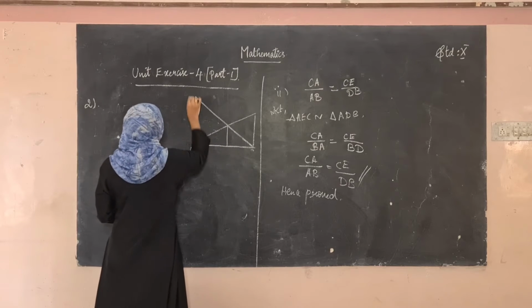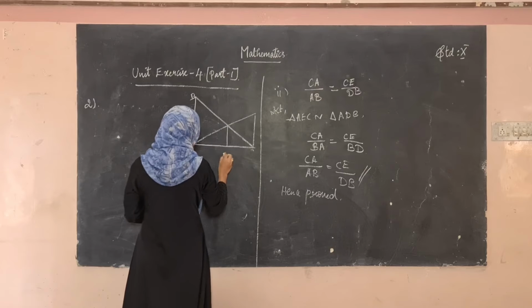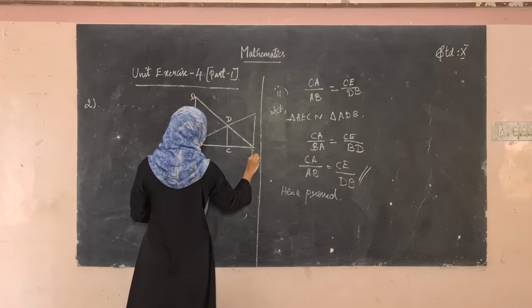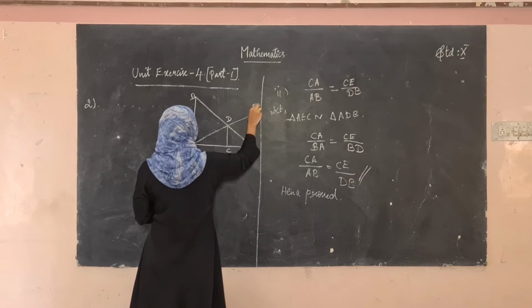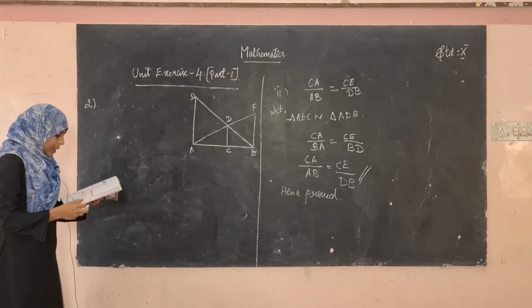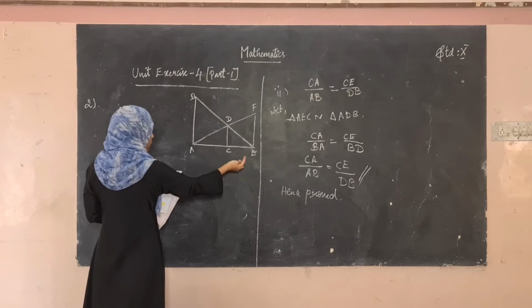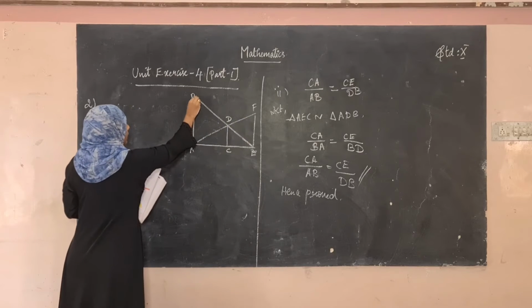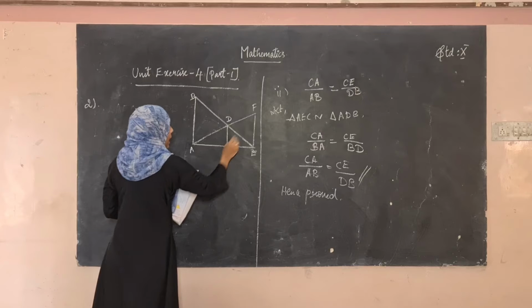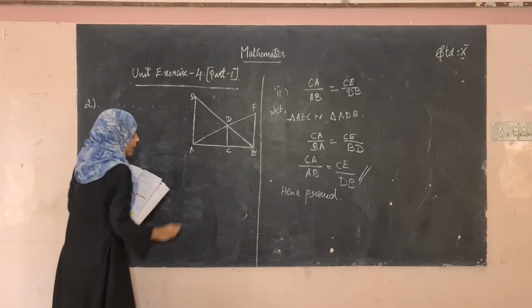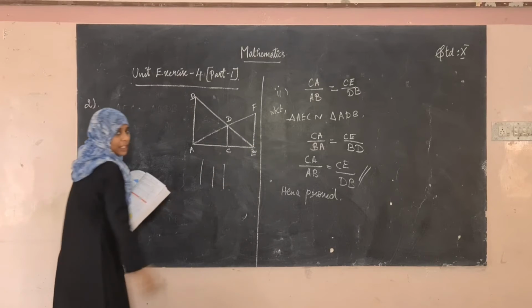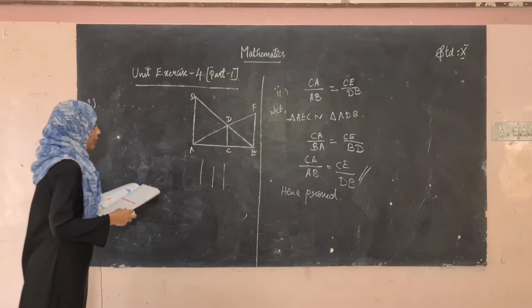This is A, B, and this point is C, and this is D, and this is E, this is F. Okay, so in the given figure, AB is parallel to CD, which is also parallel to EF. These three lines, AB, CD, and EF, are parallel like this.